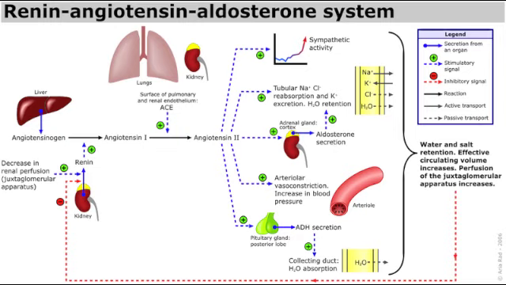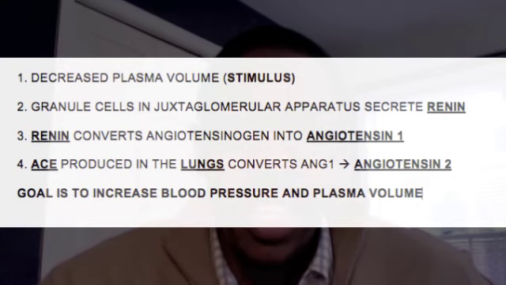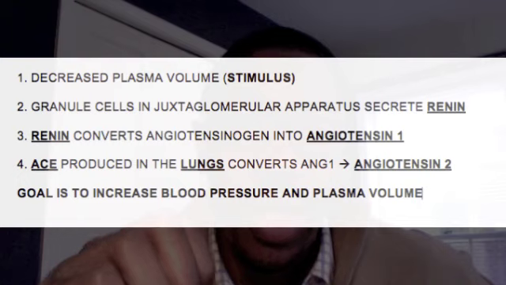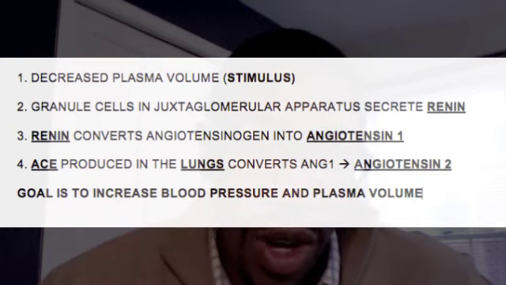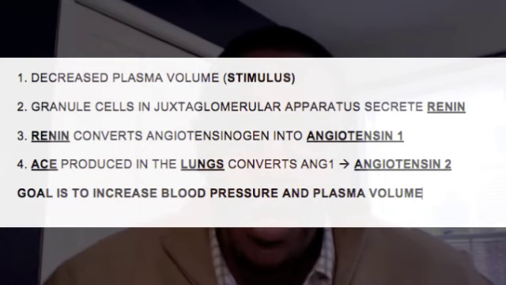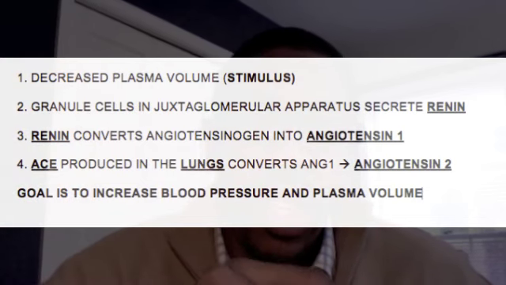And this happens in the lungs. So the lungs produce an enzyme called angiotensin converting enzyme. Angiotensin converting enzyme converts angiotensin 1 into angiotensin 2. So I'm going to backtrack and say that just very concisely. You have juxtaglomerular cells in the kidney that produce renin. Renin converts angiotensinogen into angiotensin 1 in the liver. Angiotensin 1 now travels to the lungs, gets converted by angiotensin-converting enzyme into angiotensin 2.